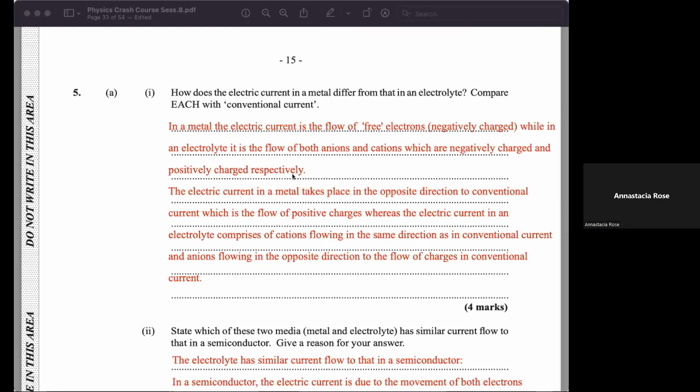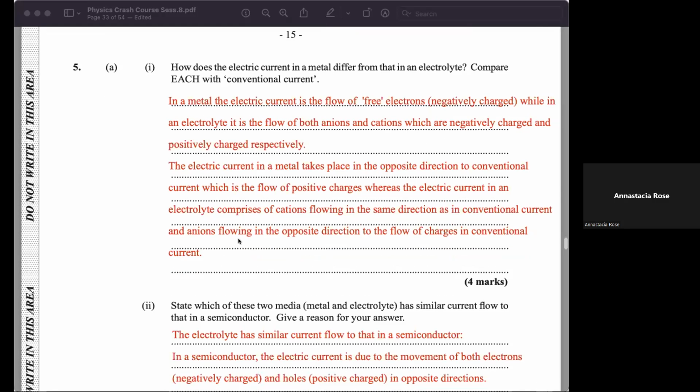So in a metal, you only have negatively charged electrons flowing. In electrolytes, it's ions that flow, both positive ions and negative ions. Because we know conventional current has to do with the flow of charge from positive to negative. Current in a metal: electrons will flow in the direction opposite to conventional current flow. Now, in an electrolyte, you would have cations that would follow conventional current going from positive, but then you also have anions flowing in the opposite direction to the flow of charge in conventional current.